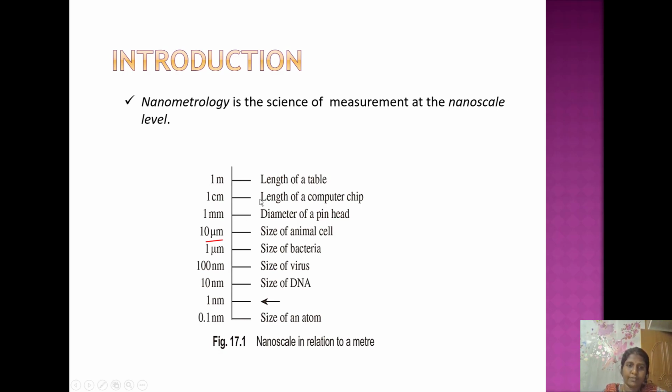We use these in day-to-day life for measuring the length of a table, the length of a computer chip, the diameter of the workpiece, the diameter of the pin, the diameter of the circle. Then we come to the micrometer: 10 micrometers for the size of an animal cell, and the size of bacteria can be represented by 1 micrometer. 100 nanometers is the size of a virus, 10 nanometers represents the size of DNA, then 1 nanometer, 0.1 nanometer. These scales represent meter to nanometer.